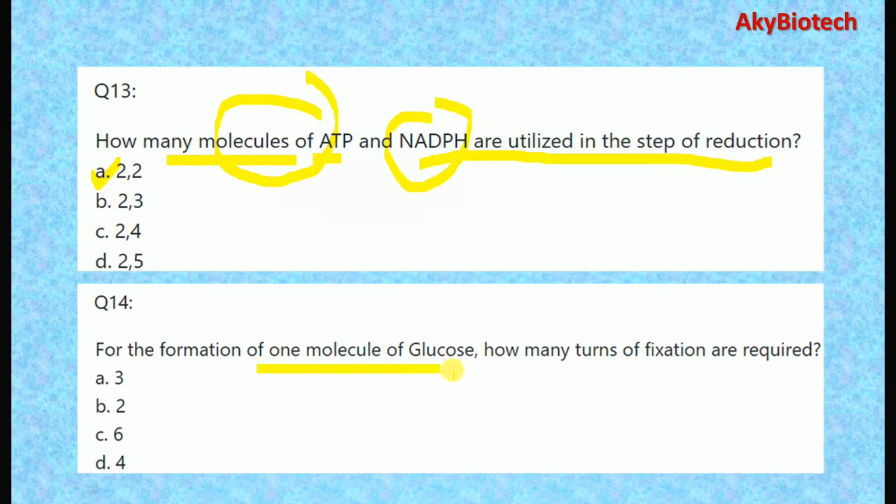For the formation of 1 molecule of glucose, how many turns of fixation are required? The correct answer is, for 1 molecule of glucose, we require 6 turns. This is the correct option.